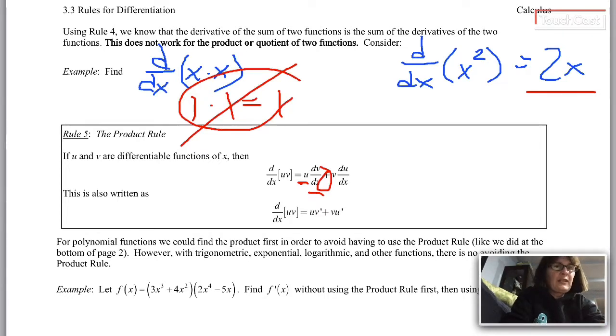So a couple different ways you could think of that. When I think it in my head, I think the first times the derivative of the second plus the second times the derivative of the first. Or some people think of the two functions as u and v and say u dv plus v du, or uv prime plus vu prime. However you think about it, you need a combination of the derivative and the original function, and we need both. So the original function u times the derivative of v plus the original function v times the derivative of u. So we'll practice that here.